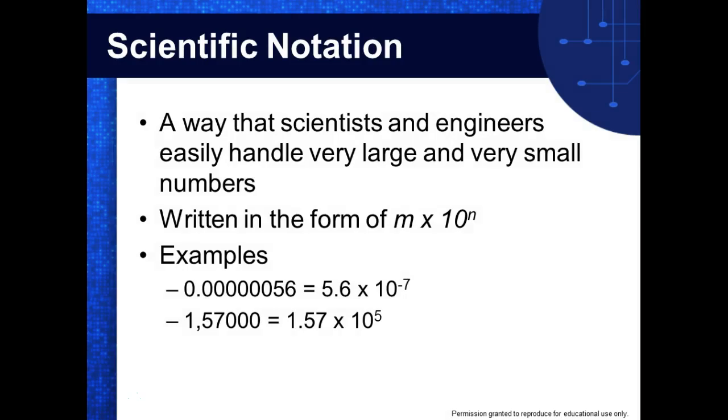So scientific notation is a way for scientists and engineers to easily handle very large and very small numbers. It's written in the form of some number times a power of 10. So this is not 5.6 raised to the 7th power. This is 5.6 times 10 raised to the minus 7th power. We have people that will raise the number up to the power. Does that make sense?